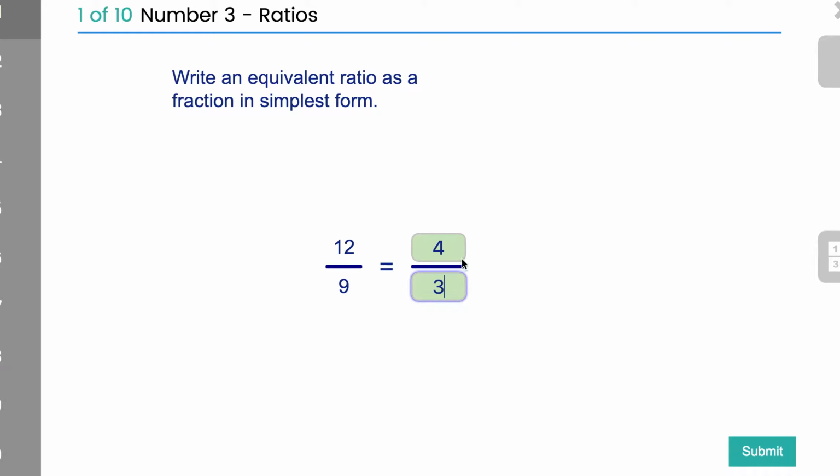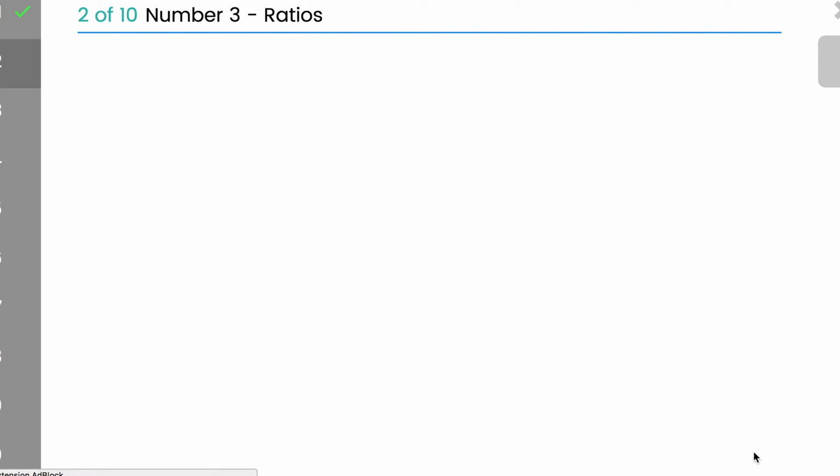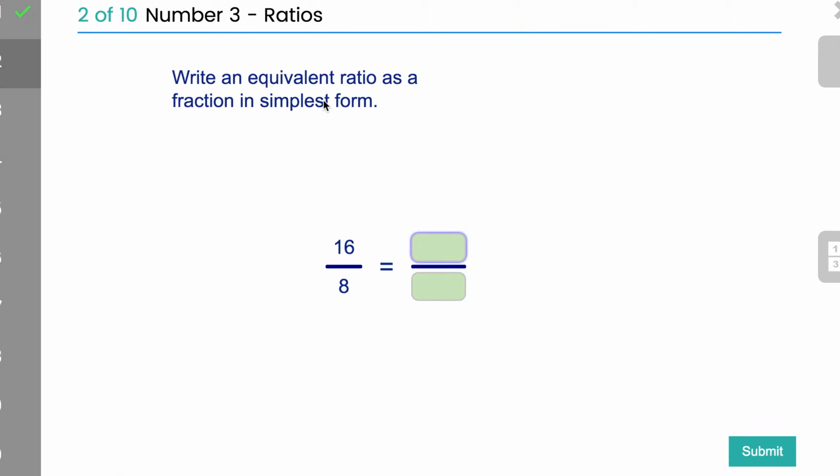So for every 4 pieces of cobblestone, you'd need 3 iron, and that would give you 12 and 9. It's the same, it's an equivalent fraction. Okay. Let's look at the next one. Write the ratio in its simplest form.